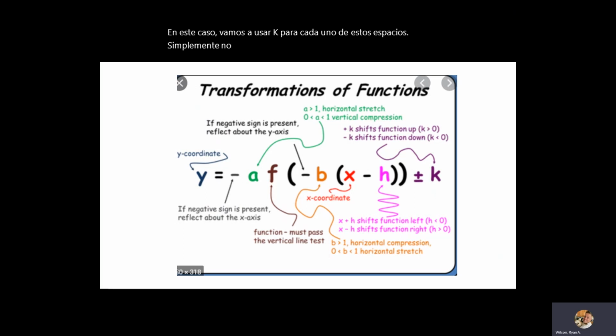The letter in front will dictate if it's going to get skinnier or fatter. All right, and once we get you guys going, this board right here explains everything you need to know, and I'm going to answer every question that you have as you're working through the quizzes.